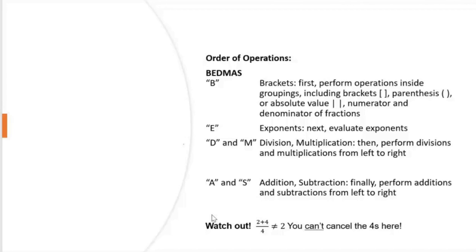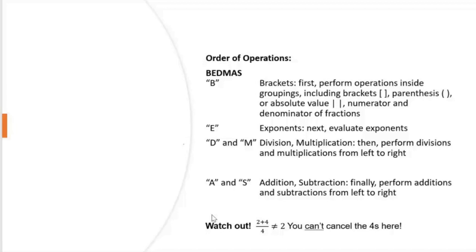For BEDMAS, we know the B to stand for brackets, but what we really mean is grouping. We're going to perform any operations inside groupings first, and groupings can include parentheses that are square, that are round, they may be absolute value bars, and groupings include fractions as well. Numerators are grouped separately from denominators.